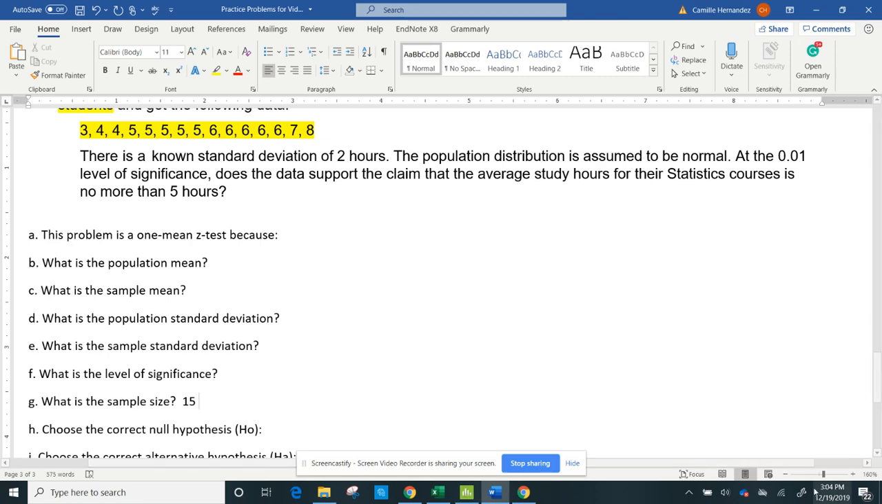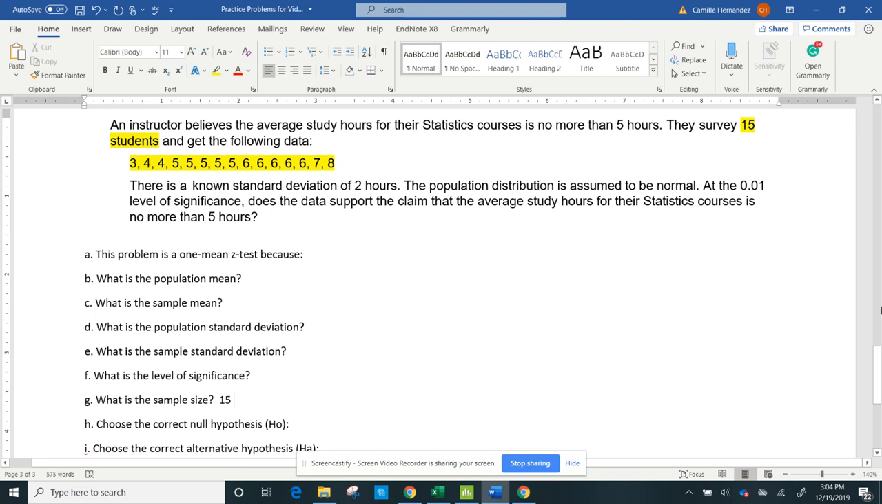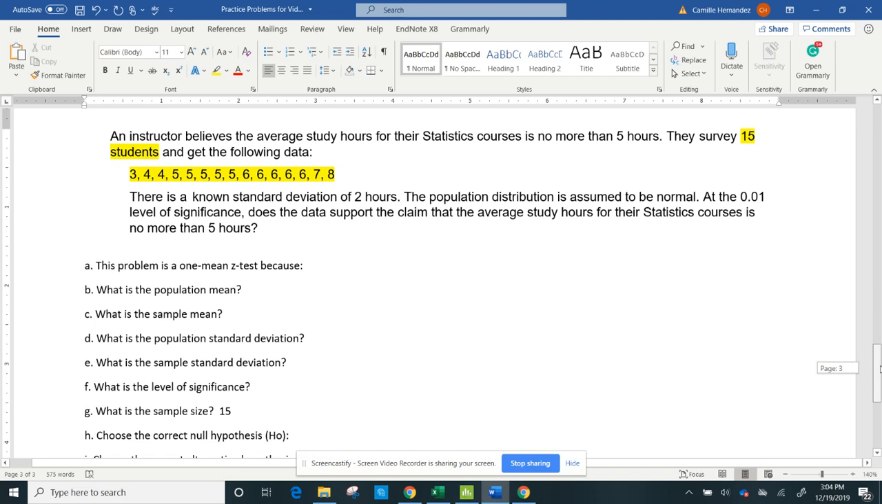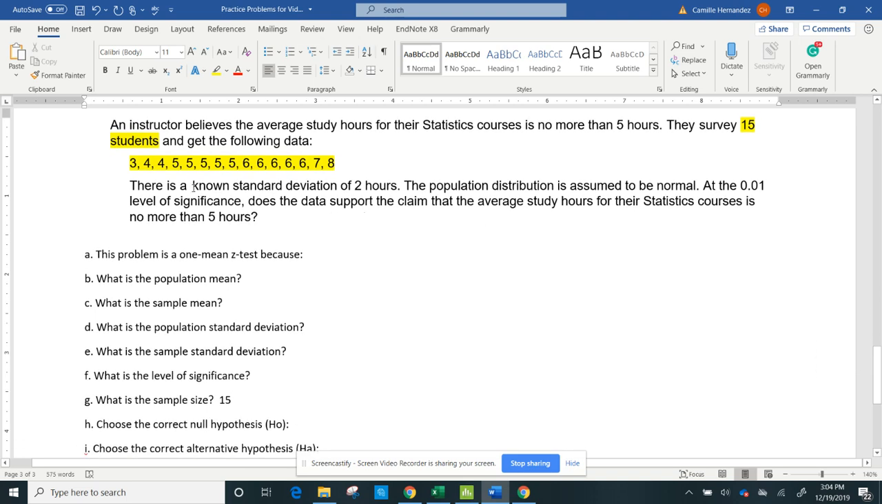So let me make it a little bit smaller so you can see it on the page. Okay. So then let's see what else I have. I have a known standard deviation, and we've talked about that. So that really is another way to say population standard deviation. So I can go here and hit 2 hours. And the wonderful thing is, because I have a population standard deviation, I know without a doubt this is a one mean z-test.